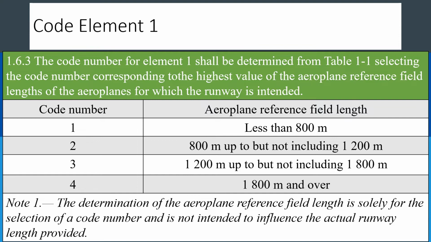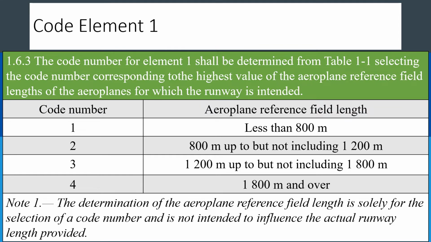If I tell you that my runway is a code 3 runway, it tells you that my runway is between 1200 meters and 1800 meters. It will give you an idea of the aircraft whose aeroplane reference field length falls within that range. So that is the purpose of code element 1.